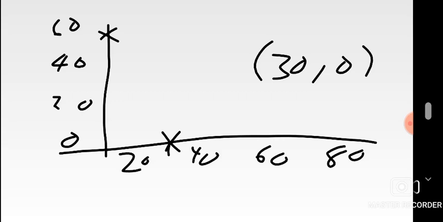So these two coordinates that I've plotted were from the first equation, and once you're done with it, just connect the 2 points. That's it. That's what you just do. Once you're done, connect the 2 points.